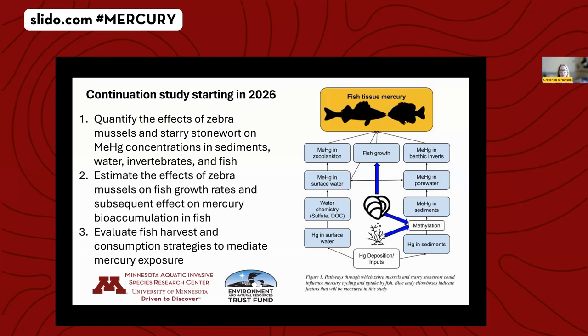So we're continuing this work. As always, everything that we do in lake ecology, answering one question leads to 10 more, and it's always complicated and it always depends, and there's always variability across lakes. And so we're trying to really understand that variability when understanding how zebra mussels affect fish tissue mercury in our lakes.